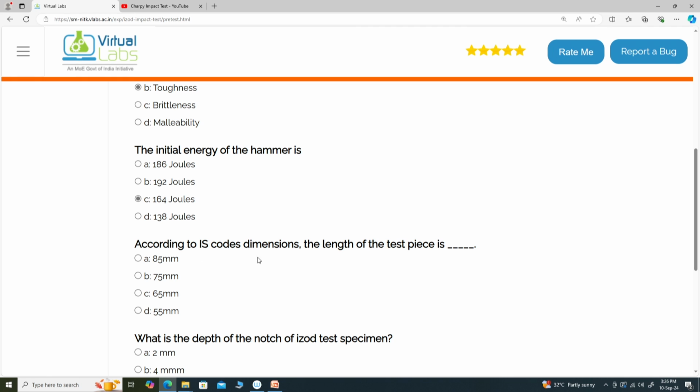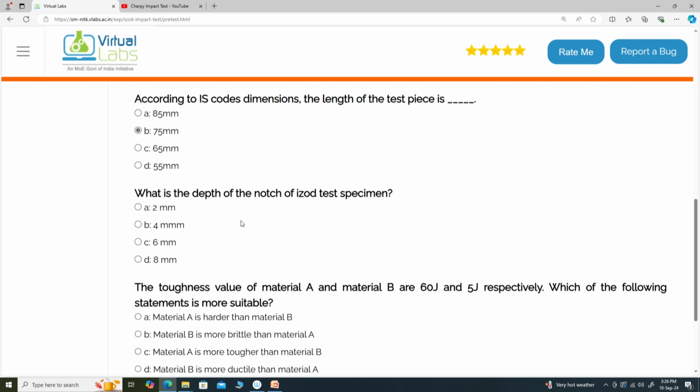According to the IS code dimensions, the length of the test piece we have seen was 75 millimeters. What is the depth of the notch of the IZOD test specimen? The depth of the notch was 2 millimeters only.